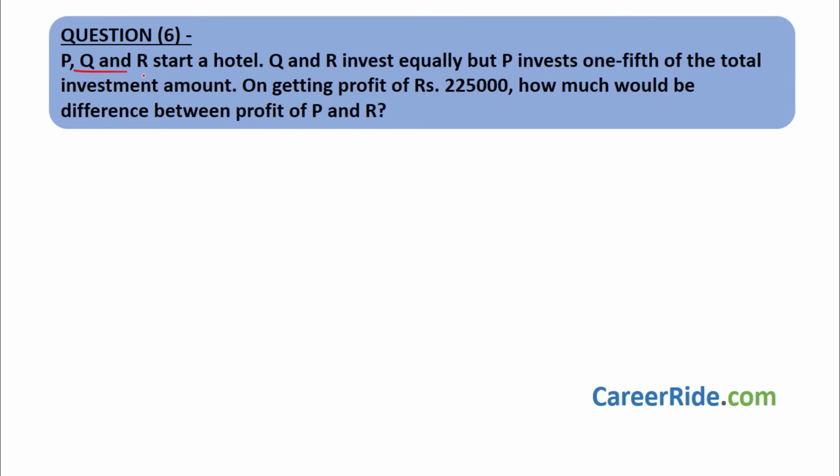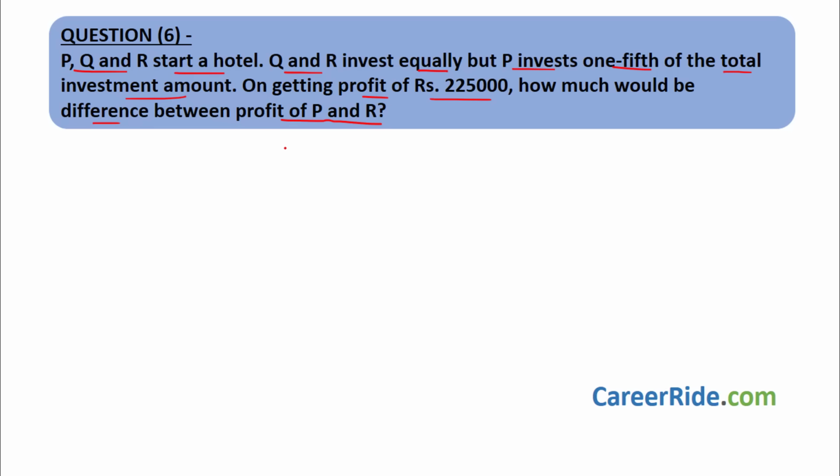P, Q and R start a hotel. Q and R invest equally, but P invests 1/5 of the total investment amount. On getting a profit of rupees 2,25,000, how much would be the difference between the profit of P and R? Again, over here we don't even need the formula. Actually, only common sense, using common sense we can solve.